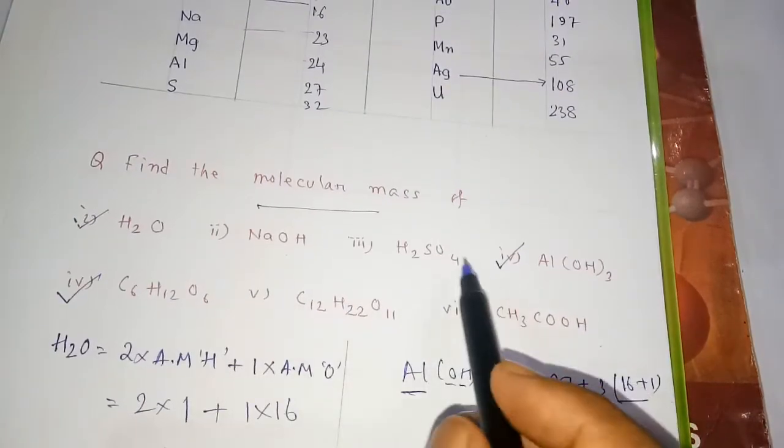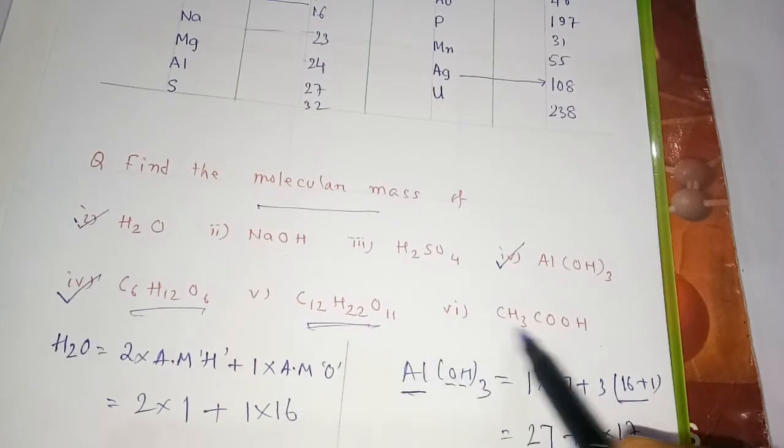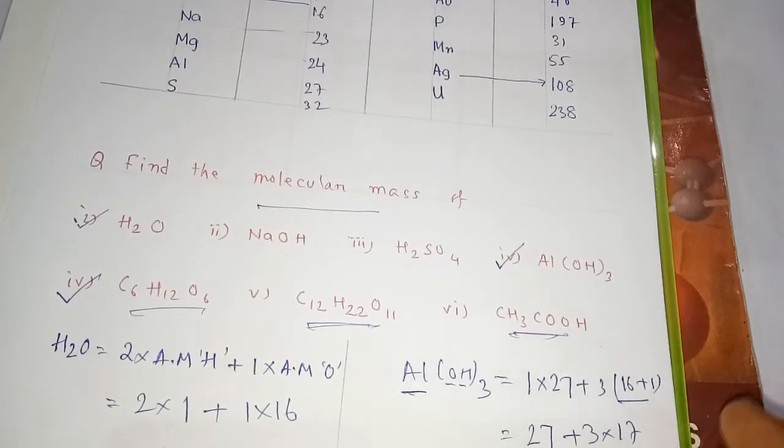So students, the rest of the things you have to find out: the glucose, this is your sugar, and this is your acetic acid. These things you try to find.